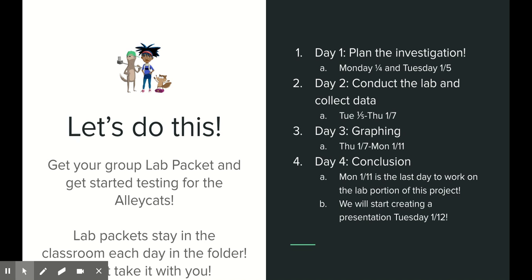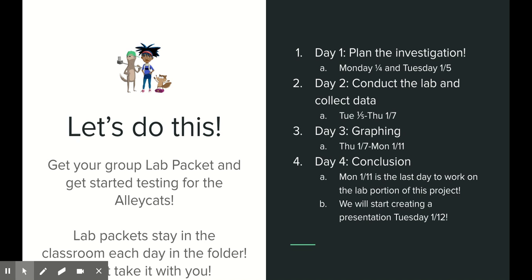So we have quite a bit of time to conduct this experiment. This is not a race. In fact, I want you to take your time and make sure that you're collecting the best data possible. We are going to be doing most of this online, and so I'm not worried about lab packets coming and going from the classroom. We do have a few days to plan the investigation, a few more days to conduct the lab and to collect data, and a few additional days to create graphs.